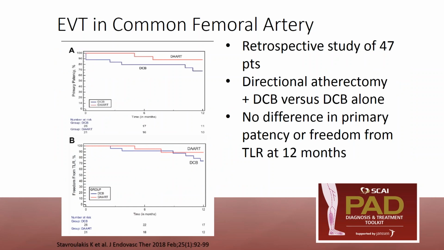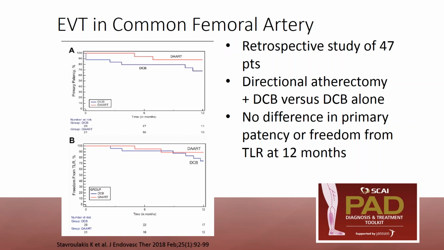What about the retrospective study looking at 47 patients published just recently in February 2018? This looked at directional atherectomy plus DCB versus DCB alone. This showed no difference. There's been a lot of issues here in terms of what is the optimal therapy. Should we be performing atherectomy to debulk and then treat with a drug-coated balloon, or do you just treat with the drug-coated balloon alone? Here, there's no difference in this relatively small study recently published using DART or directional atherectomy plus anti-restenotic therapy versus DCB alone.